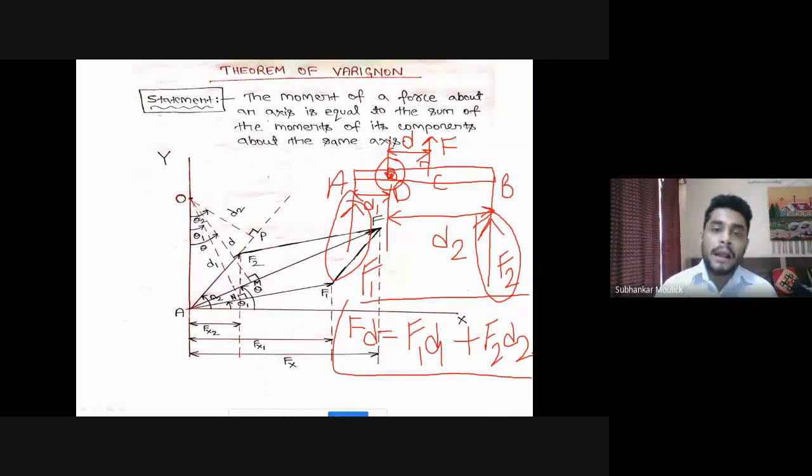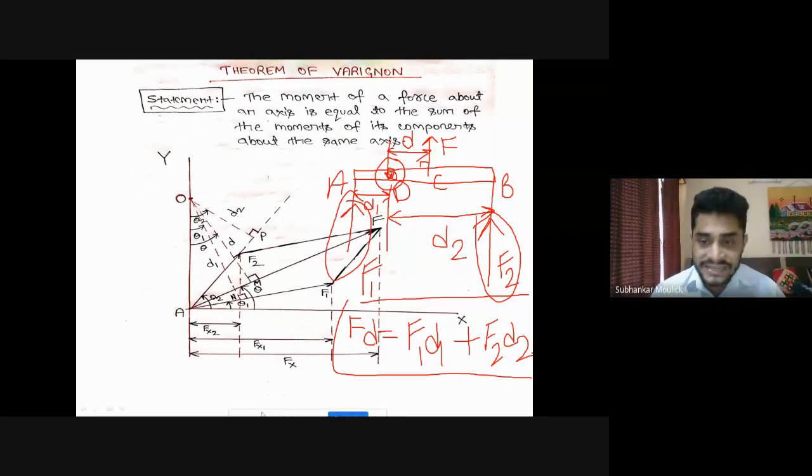Okay. Now in a problem there can be multiple forces. Here I have shown you two forces, and the resultant of F1 and F2 is F. In a problem there can be 10 forces, 15 forces, or 5 forces. But what is the theorem? The theorem is that the moment of the resultant force will be equal to the summation of the moments of all the components of that resultant force. That is the statement.